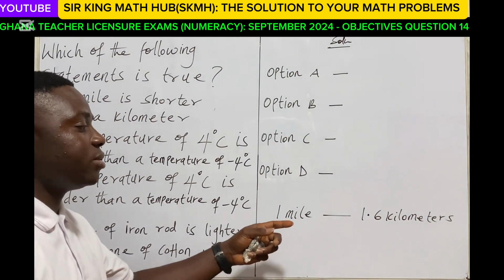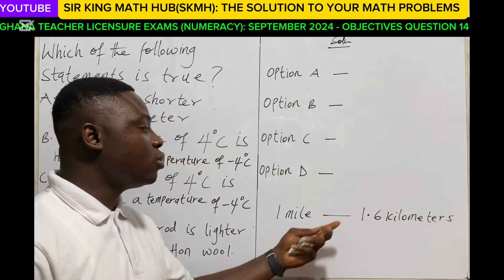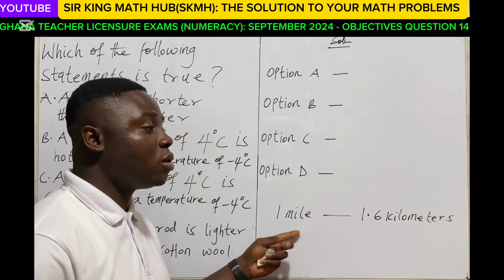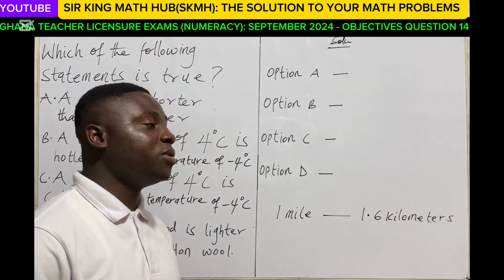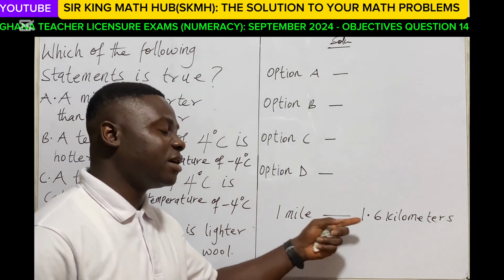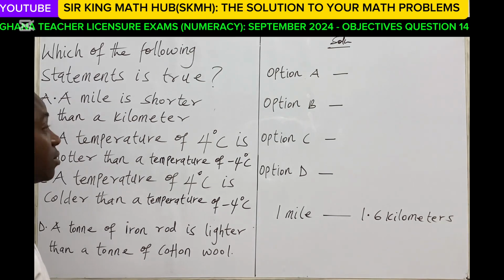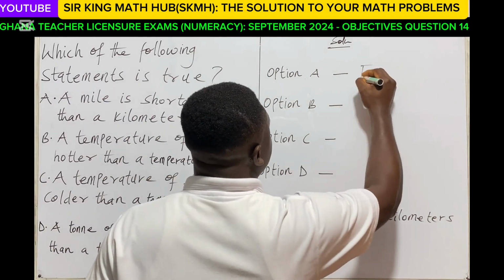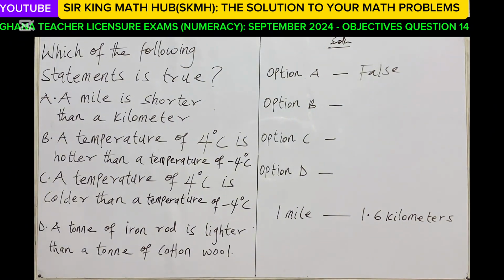1 mile is approximately equal to 1.6 kilometers, meaning that you need 1.6 kilometers to equal a mile. So with this, you can see that a mile is longer than a kilometer. So the first statement, a mile is shorter than a kilometer, is a false statement. Now, the second statement, a temperature of 4 degrees Celsius is hotter than a temperature of -4 degrees Celsius.